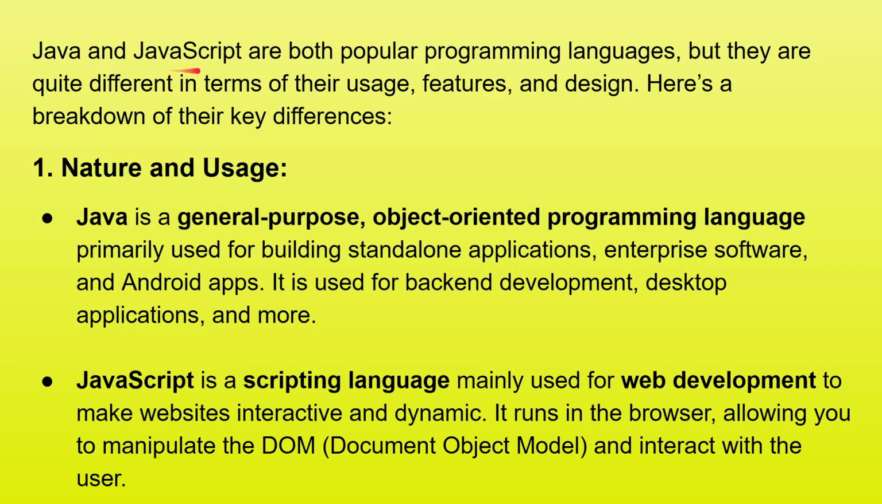Java and JavaScript are both popular programming languages, but they are quite different in terms of their usage, features, and design. Here is a breakdown of their key differences.